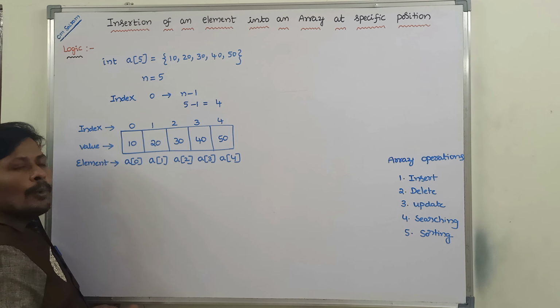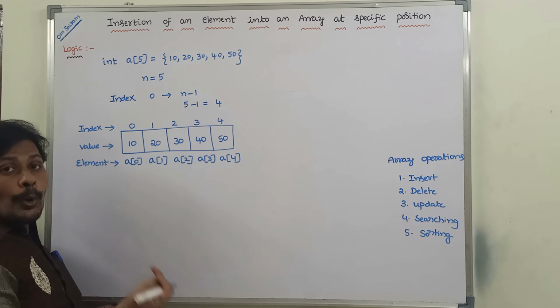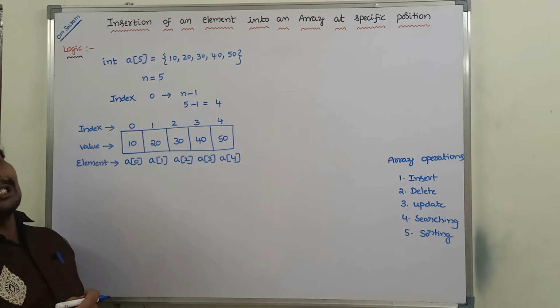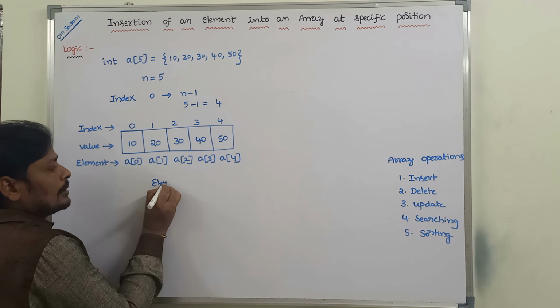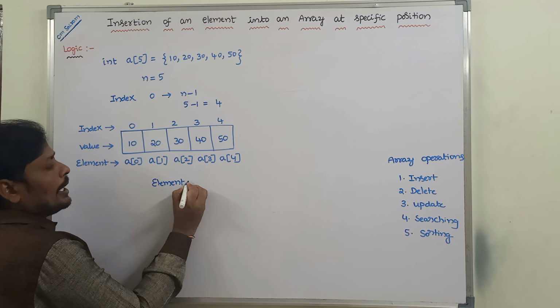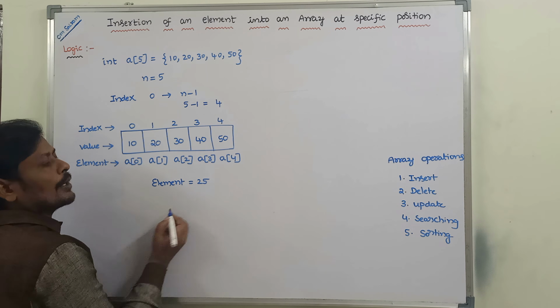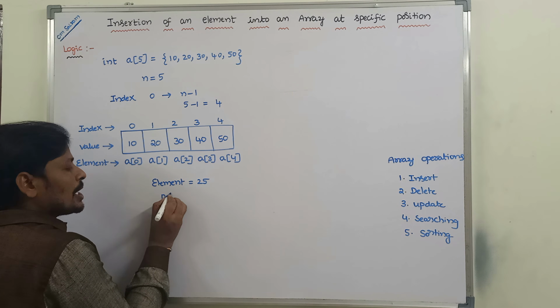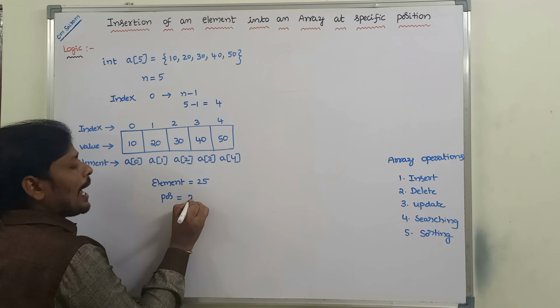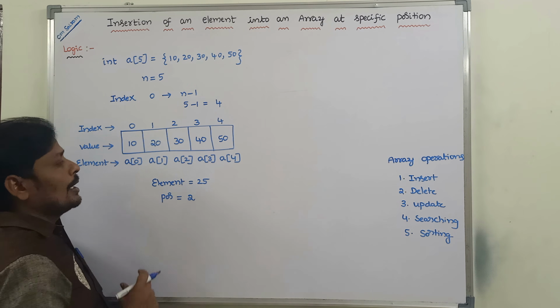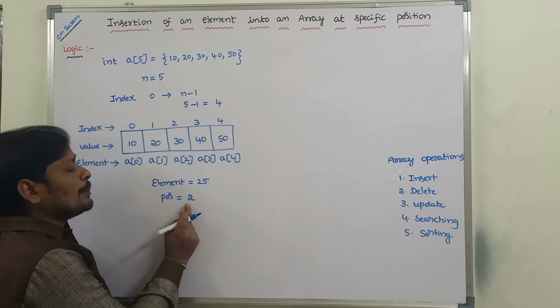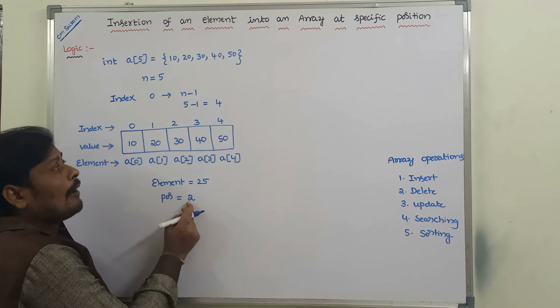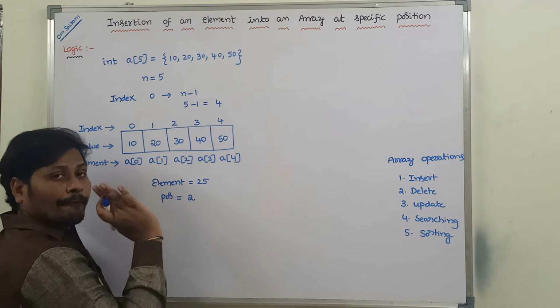Now, in that array, we are storing one more element into the array at a specific position. The element value is 25. And at which position are we inserting? The POS value is 2. Now, I want to insert element 25 at POS. Already the size of the array is 5.